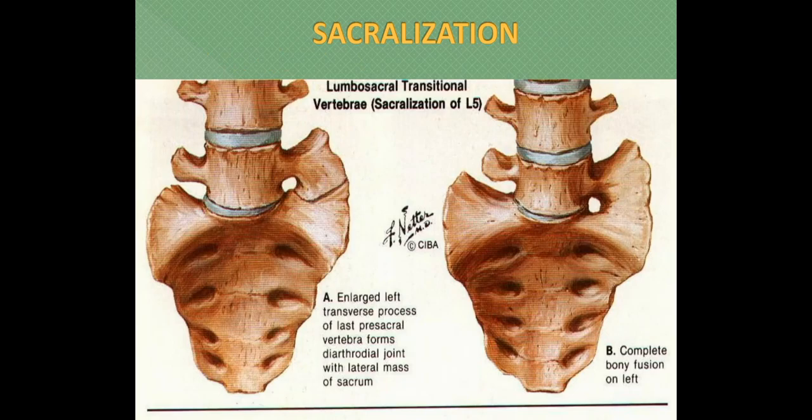Sacralization, lumbosacral transitional vertebra, sacralization of L5. The enlarged left transverse process of the last presacral vertebra forms a diarthrodial joint with the lateral mass of the sacrum. And picture B shows complete bony fusion on the left side. So this is the picture showing the sacralization.